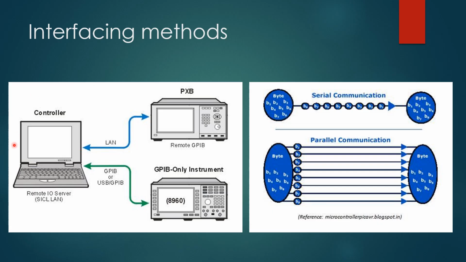Here, a computer can be interfaced to a real instrument where the data are transferred either by the use of LAN or by the use of GPIB, where LAN is working with RS-232 and GPIB is working with its 488.2 standard architecture.